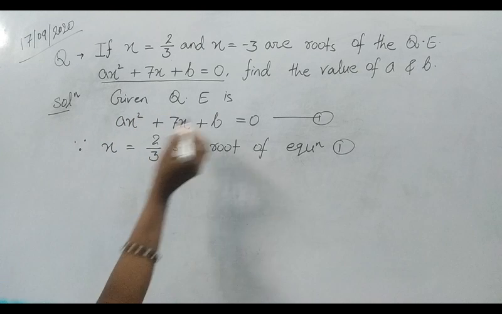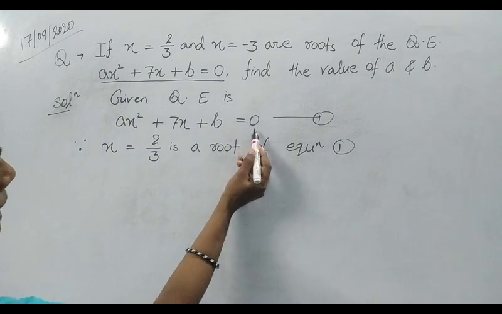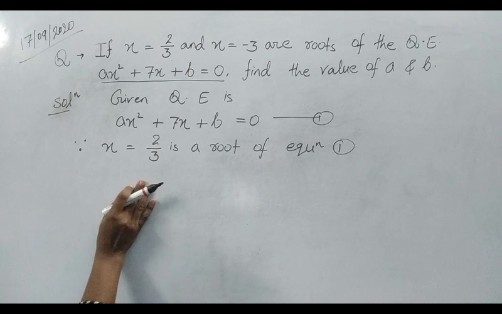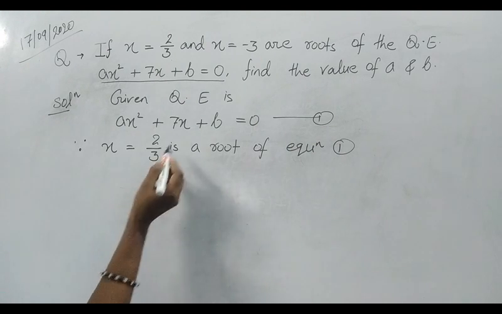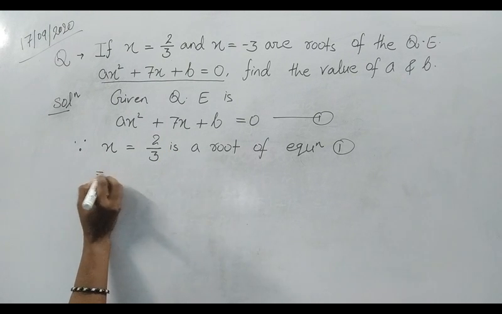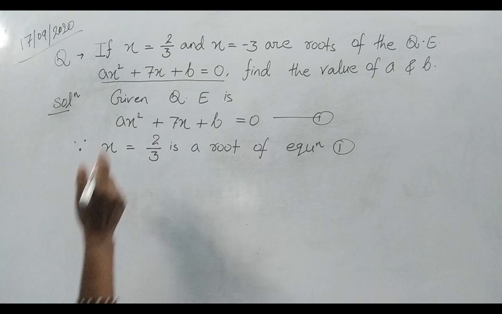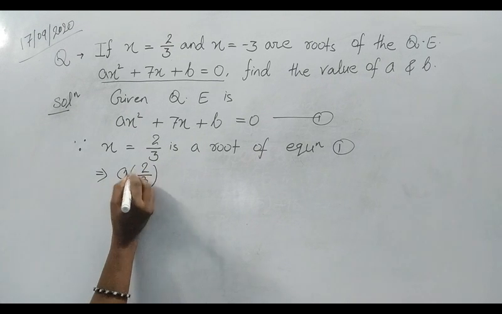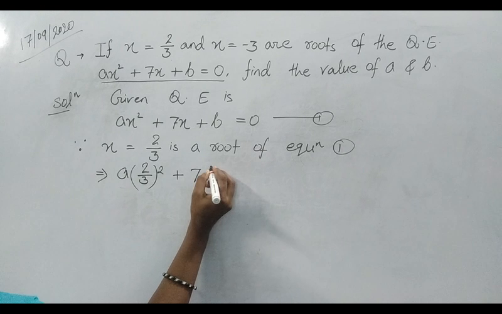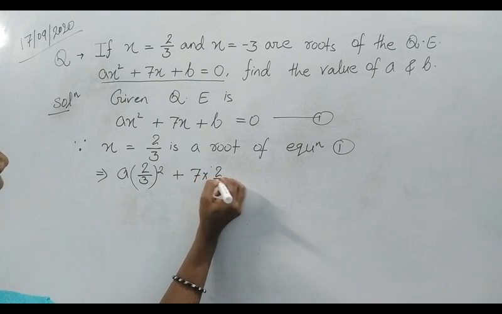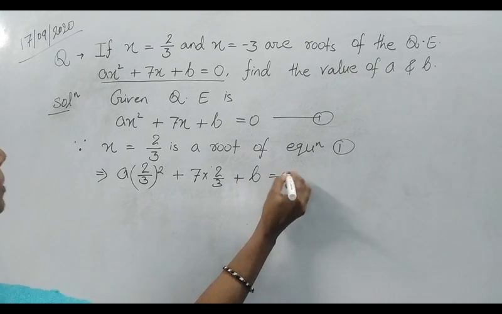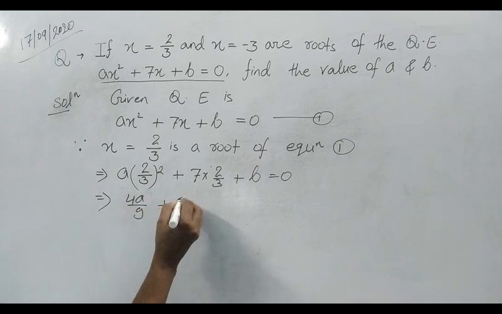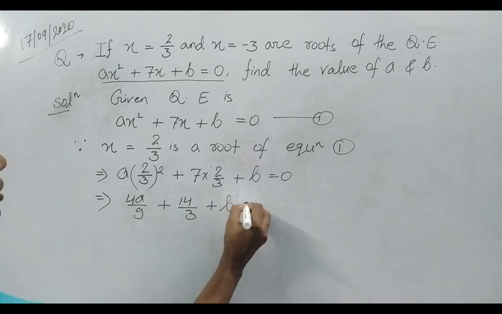So the given equation is ax square plus 7x plus b is equal to 0. We consider it as equation 1. And since x is equal to 2 by 3 is a root of this equation, this value must satisfy this equation. So we put x is equal to 2 by 3 in this equation. So a into 2 by 3 whole square plus 7 into 2 by 3 plus b is equal to 0. Now simplify, we get 4a by 9 plus 14 by 3 plus b is equal to 0.